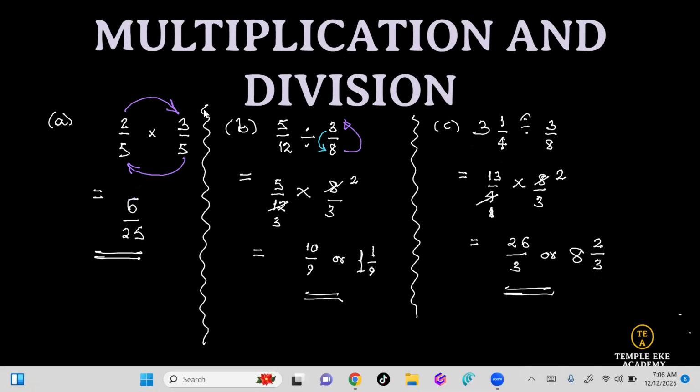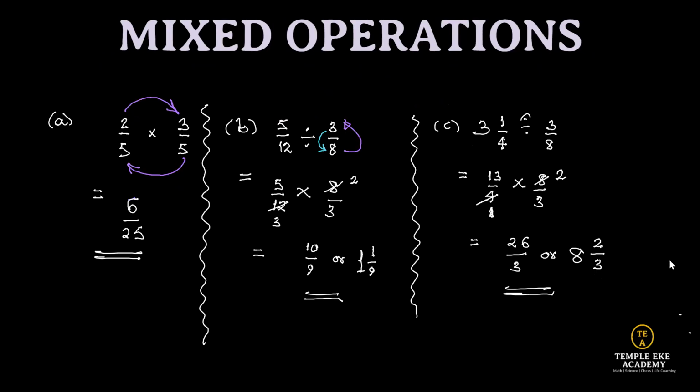Mixed operations. For this, we have to take the traces away. In mixed operations, we simply modify the BODMAS rule in simple terms. So let's do the modification of BODMAS in simple terms. It means we first simplify expressions in brackets. So deal with expressions in brackets first. That's the first thing to be done.